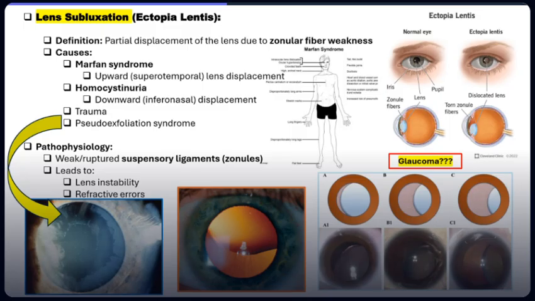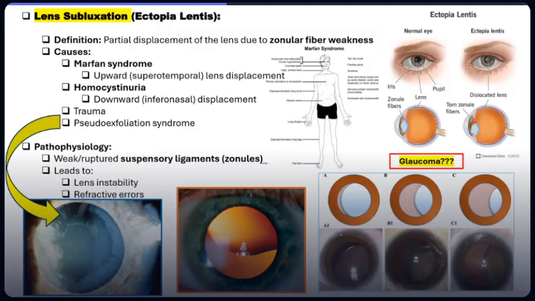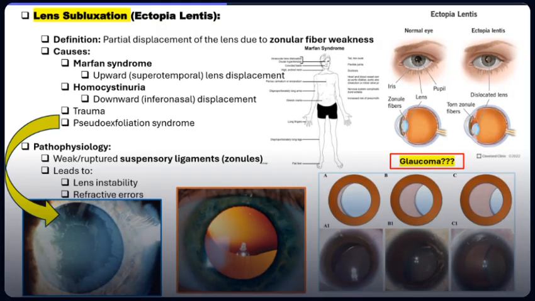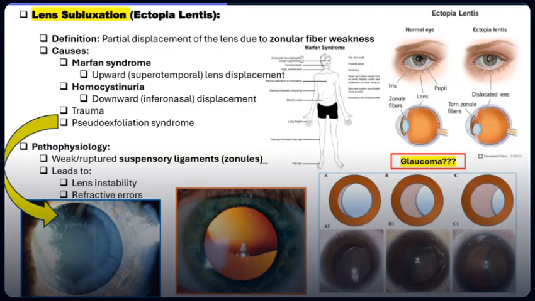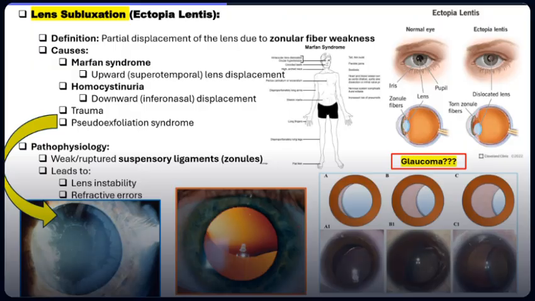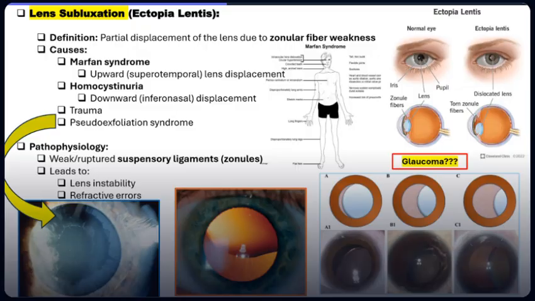Ectopia lentis represents a mechanical failure of the zonules of Zinn, where the partial rupture or structural weakening of these suspensory ligaments causes the crystalline lens to deviate from its central visual axis. We differentiate the underlying genetic etiologies by the specific direction of displacement.